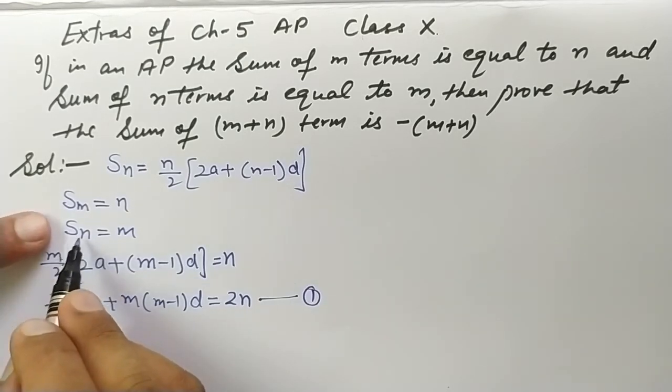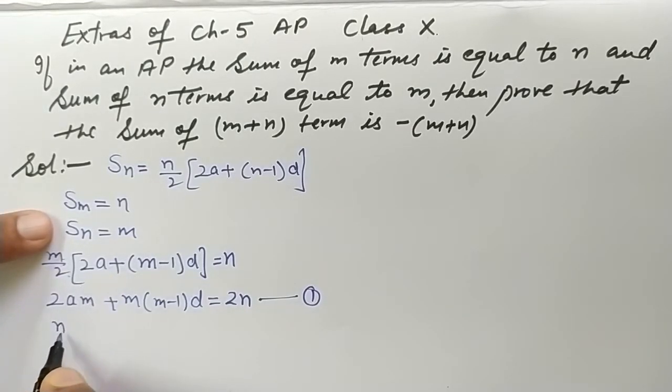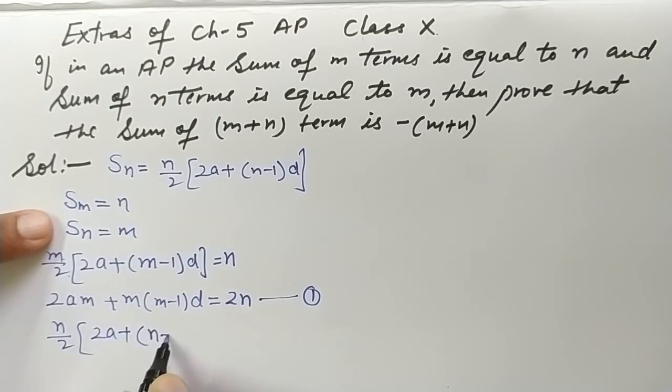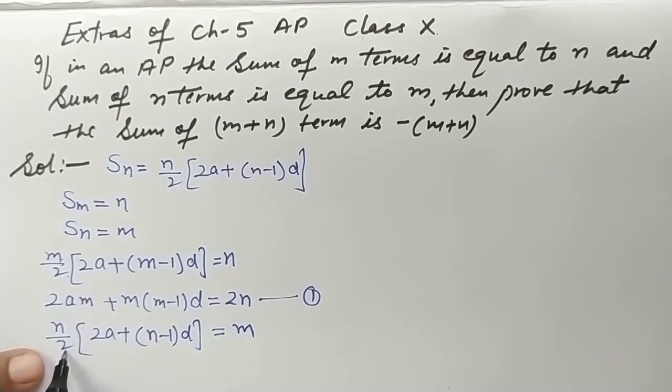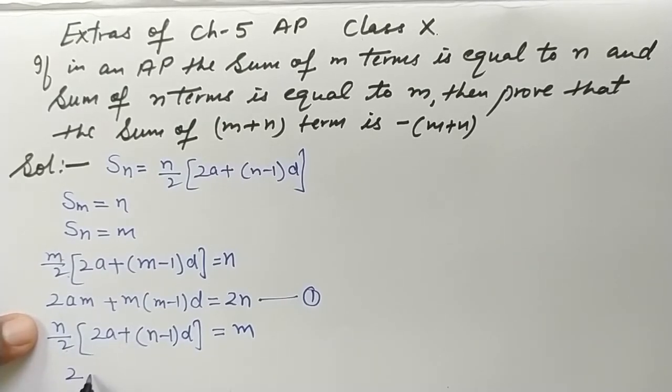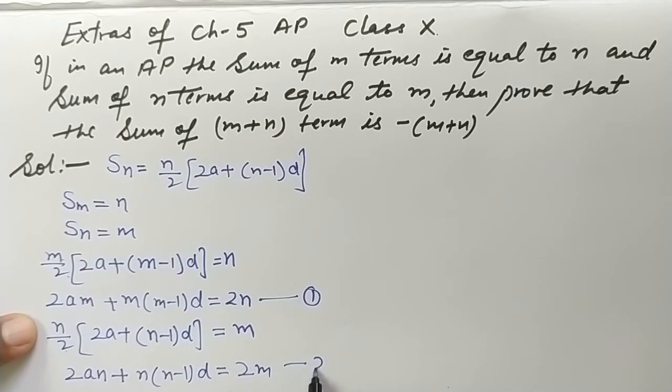Here Sn is n by 2 into 2a plus n minus 1 d, which is equal to m. Again, 2 will go to the right hand side and becomes 2m, and I multiply n inside. So inside what is left? 2an plus n into n minus 1 into d is equal to 2m. This is our second equation.